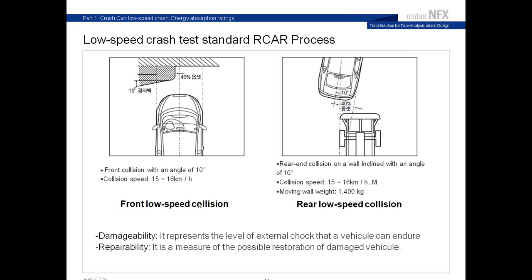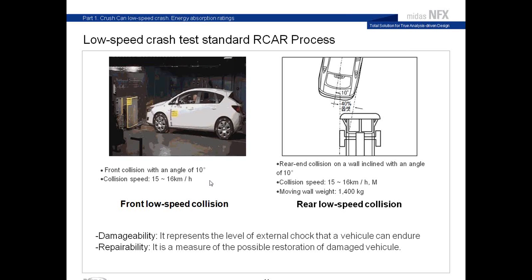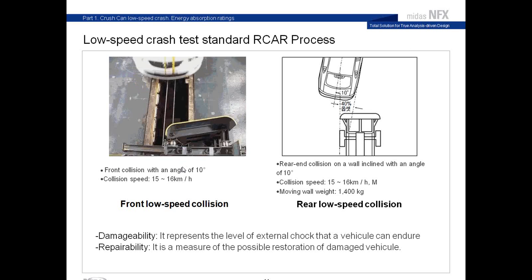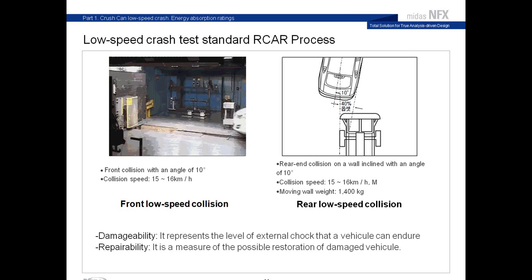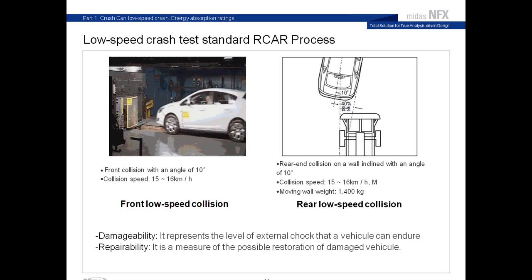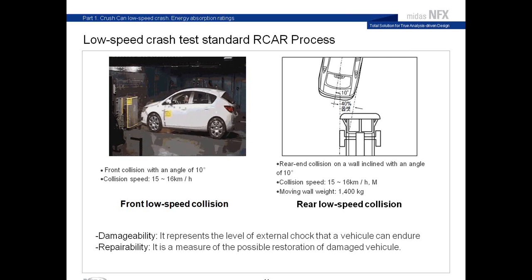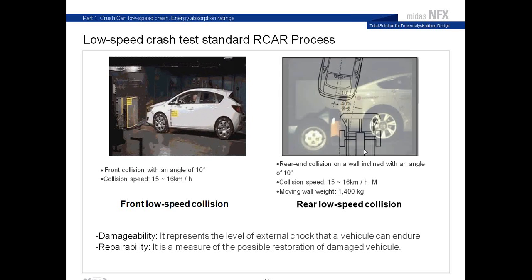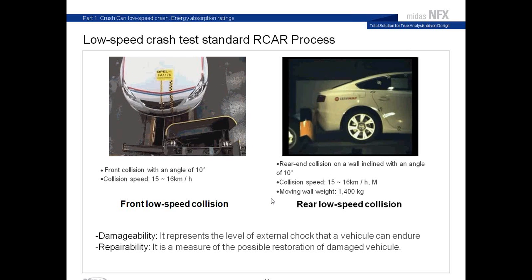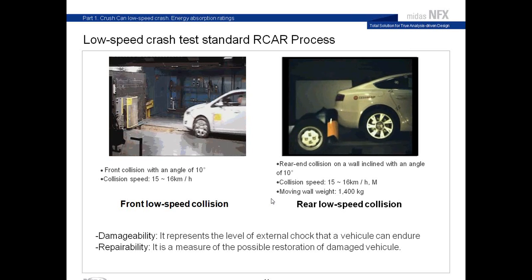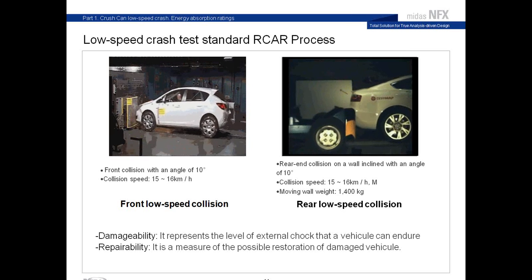So this is a front low-speed collision and the rear low-speed collision. So let's see, using a small video, to show you what really happened. There's an angle of 10 degrees and the collision speed is low, so around 15 to 16 kilometers per hour. Now the rear collision is a bit different. It's a moving wall which is pushed around the rear bumper.